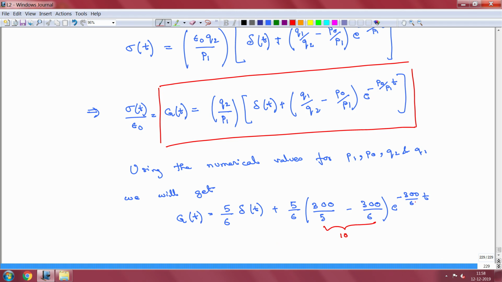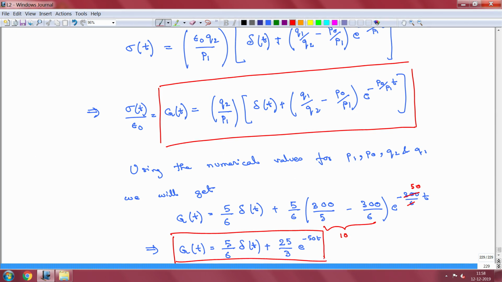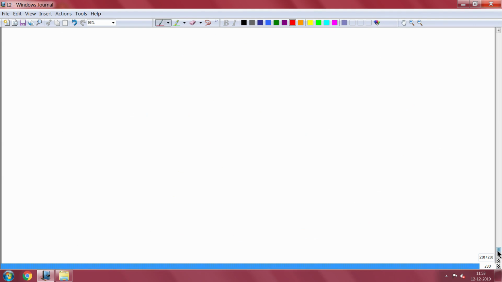So, and this is basically 50. So, my final expression for G(t) would be 5 by 6 delta t plus 25 by 3 e to the power minus 50 t. Okay. So, this is the final answer in numerical form that we are looking for. And as I said, you are free to do this calculation by yourself and check my answer.